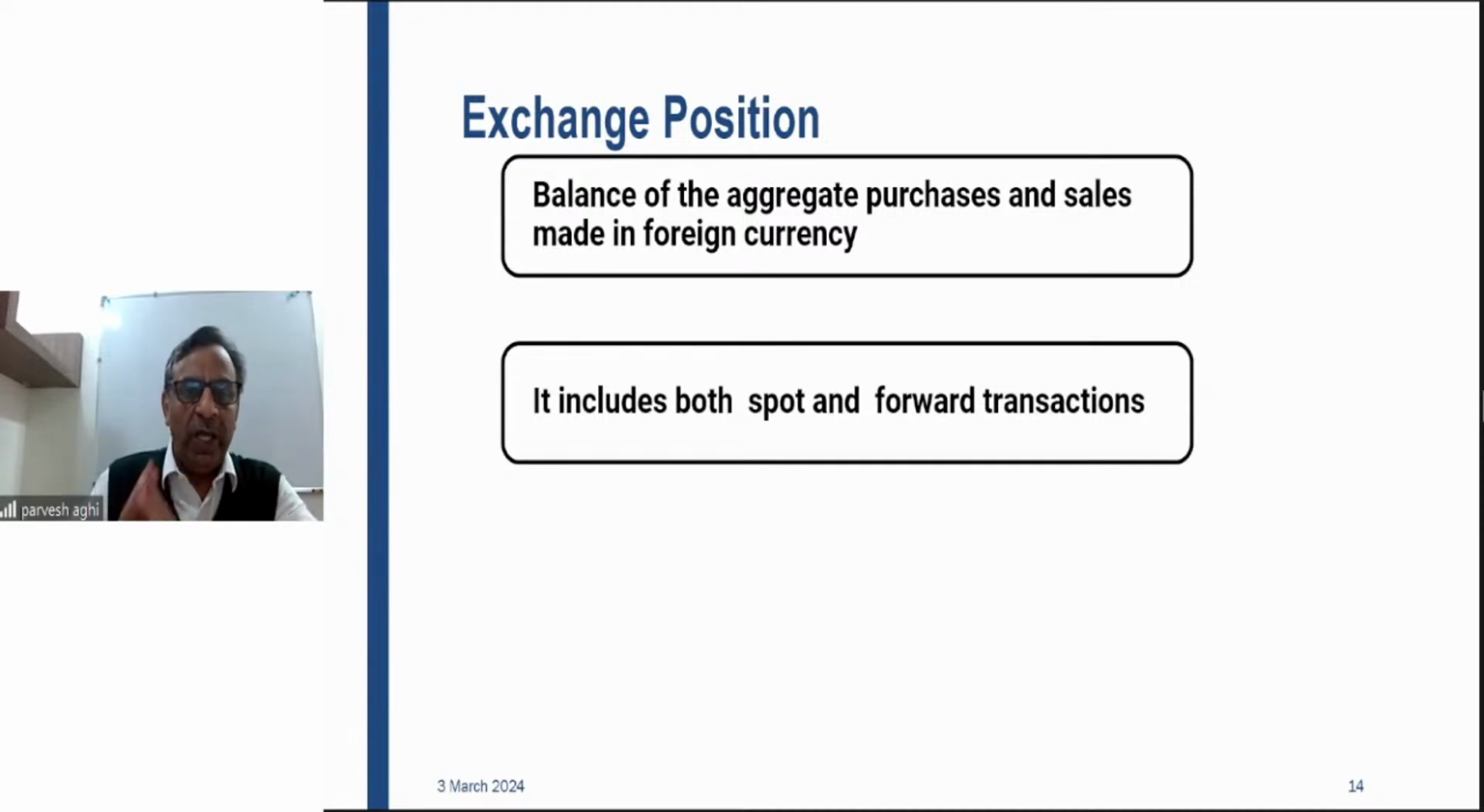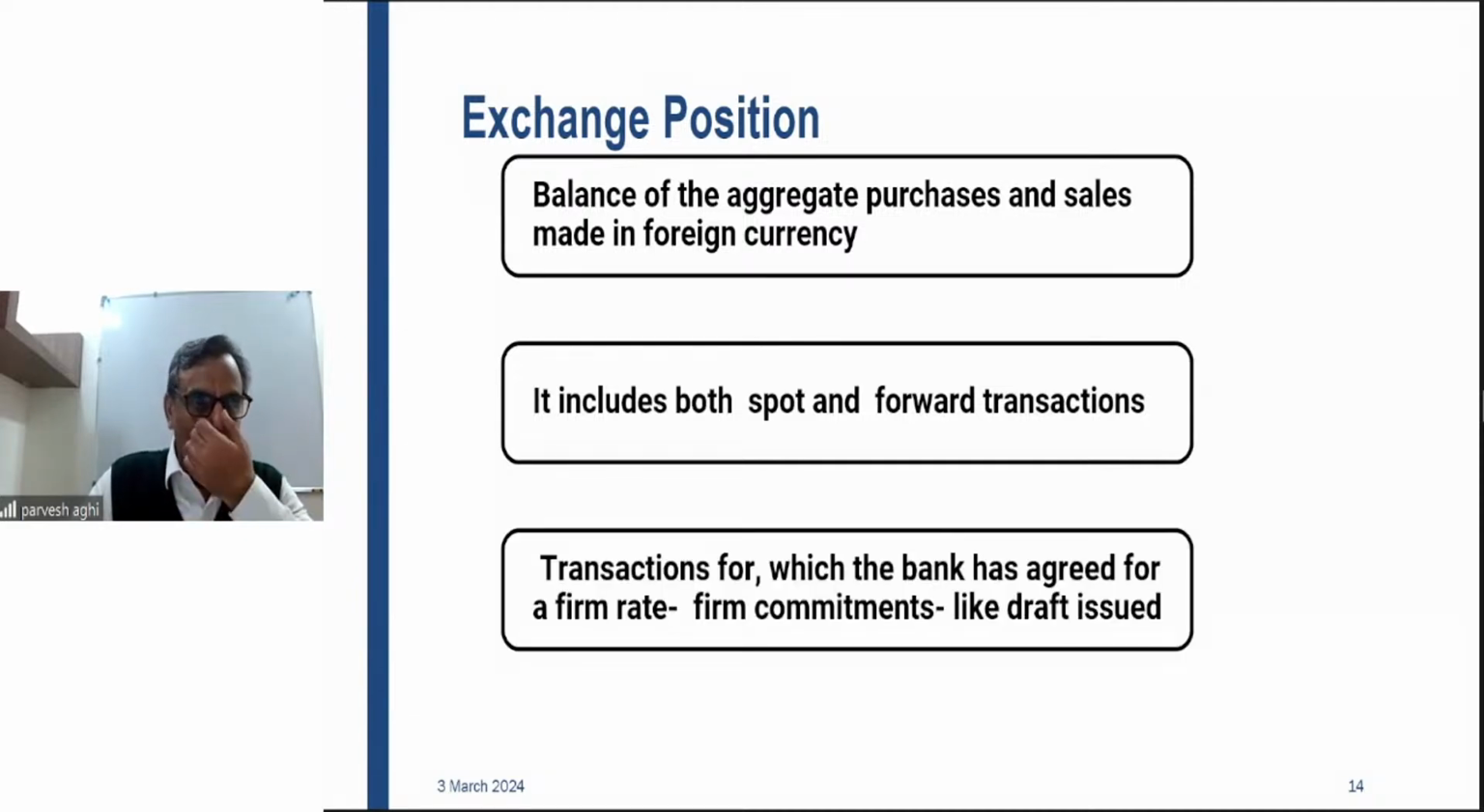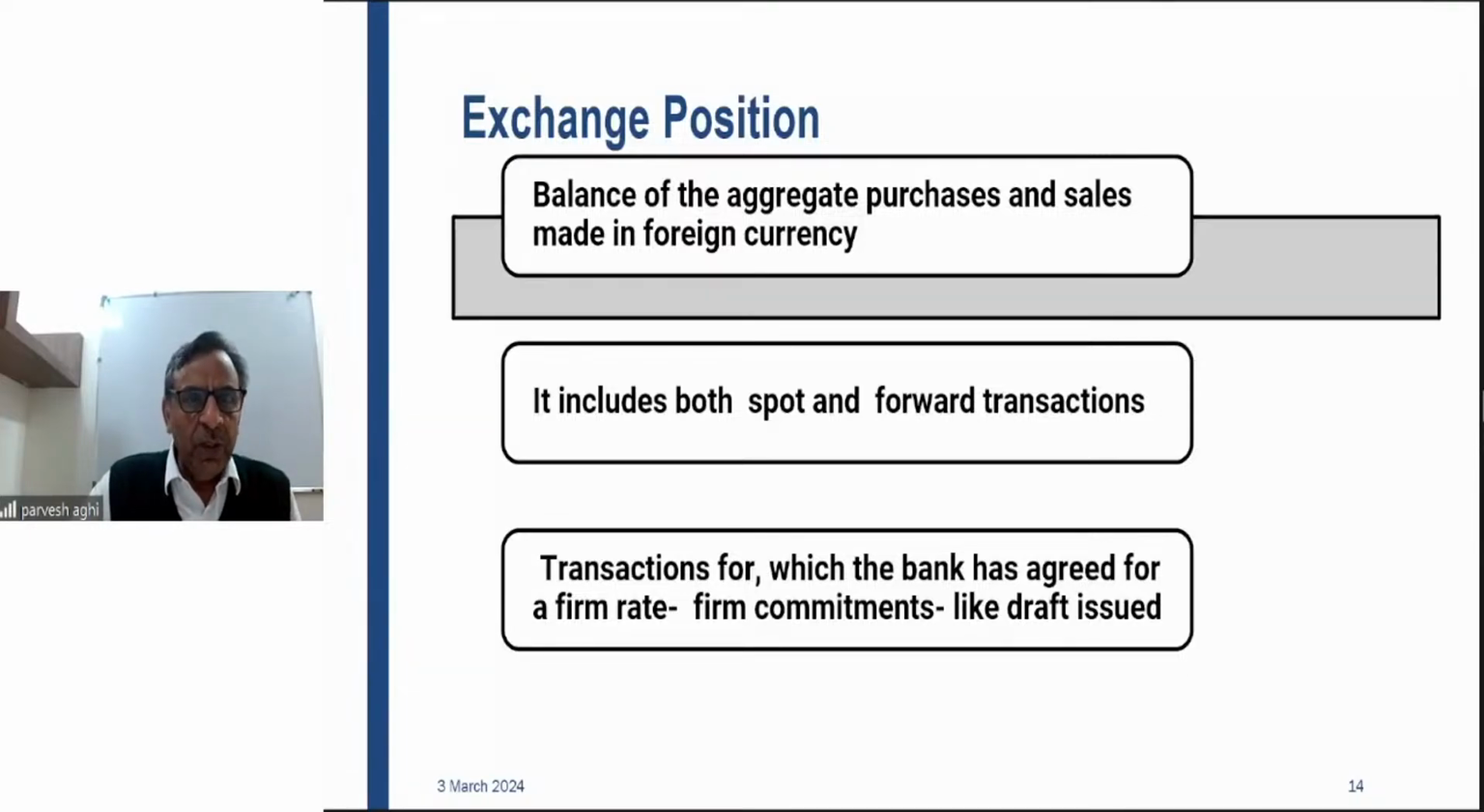Okay, purchase of dollars and sale of dollars. So a transaction for which the bank has agreed at a firm rate, a firm commitment, like a draft issued. Okay, so they have issued a draft. Suppose some person approaches and says, I want a draft for $10,000. So they have made a draft. Okay, so they have agreed to take care of that $10,000 to be paid to someone when it happens.